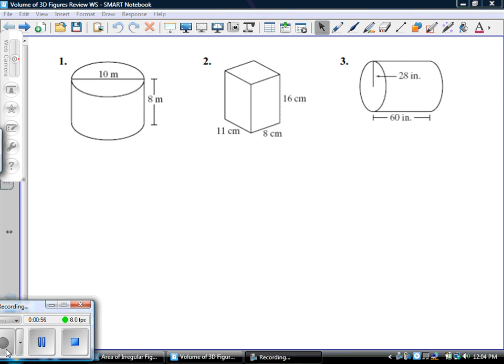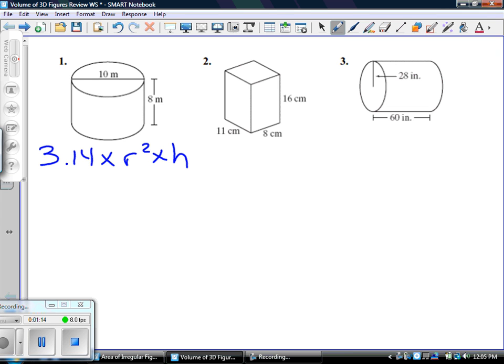So looking first at problem number 1, we recognize that that is a cylinder. And the formula for finding the volume of a cylinder is 3.14 times the radius squared times the height. Now, in this case, we need to locate the radius and the height. First thing I notice when I look at the cylinder is that I'm not given the radius, I am given the diameter. I'm given the entire distance from one end of that circular base to the other. And the height, I am given.